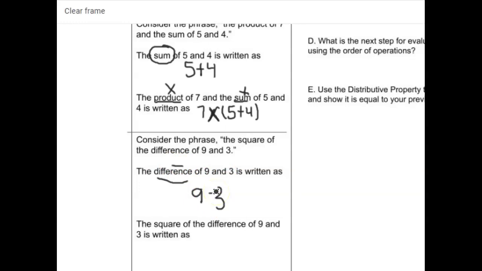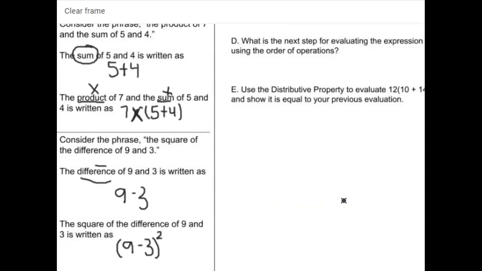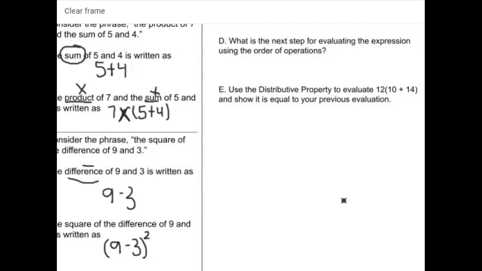Then we have to square that. We're squaring the whole thing. So we have to put 9 and 3 in parentheses and then the square. The reason we have to put it in parentheses is we want the answer of 9 minus 3 before we square it. If you didn't put in parentheses, the square would be next to the 3, and that's not what it's asking. So we need to make sure we use really good reading skills on this. Sometimes it's nice to say them out loud as you're doing them, or maybe talk it over with someone by you.